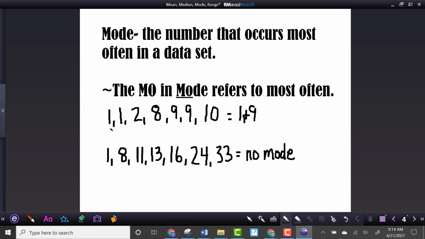So we can see that there is a possibility that there could be more than one mode if there are more numbers occurring more than any other number and it's the same amount. And we can also see that there's a possibility that there's not a mode at all if there's not any number that occurs more than once in a data set.